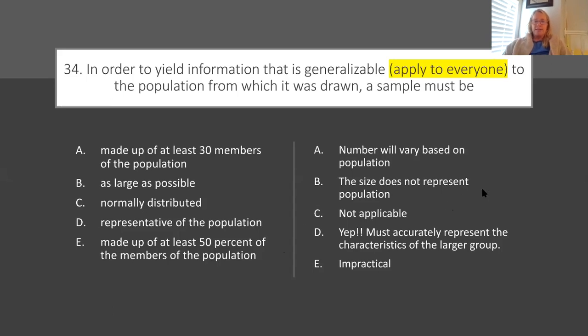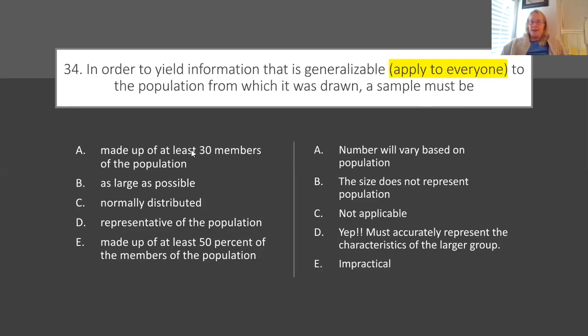Again, I forgot to highlight the answer on this one, but last question, in order to yield information that's generalizable, oh my gosh, welcome back, right? Generalizable. I don't think that's correct. And you can go ahead and make fun of me all you want. Oh, that's a tough one. In order to yield information that applies to everyone, let's just say, to the population from which it is drawn, a sample must be what? Your correct answer is D.